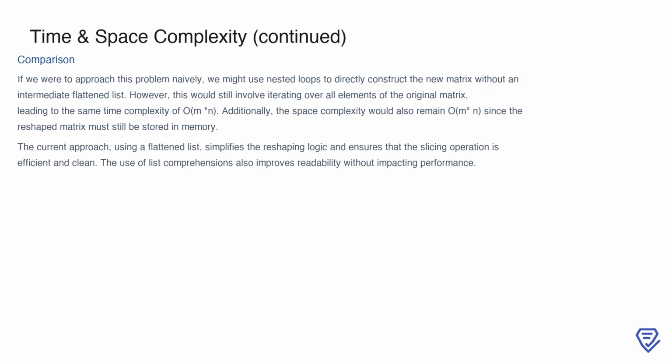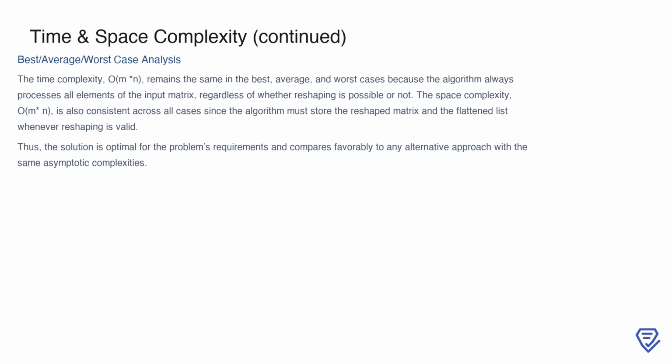Additionally, the use of Python's list comprehensions improves code readability without introducing any additional computational overhead. When we analyze the algorithm under different scenarios, the time complexity remains consistent at O(m*n). This is because regardless of the input or whether reshaping is feasible, the algorithm must process every element of the matrix. Similarly, the space complexity is always O(m*n), due to the need to store both the flattened list and the reshaped matrix, assuming reshaping is valid.